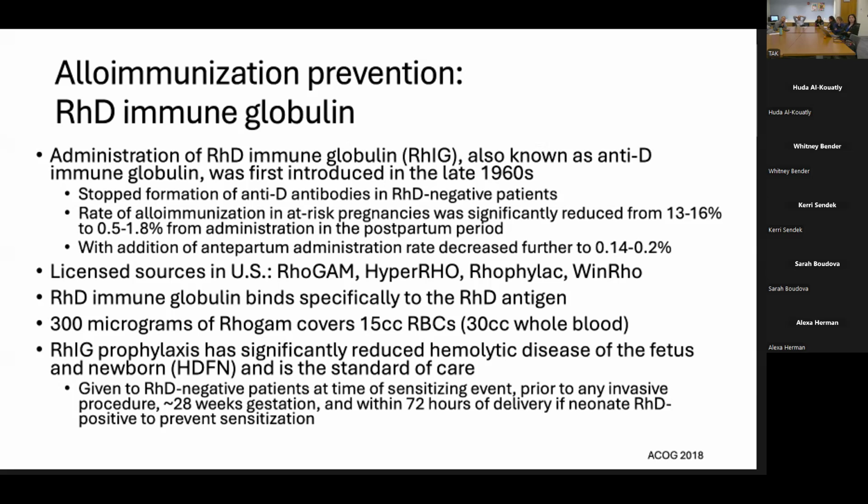And so we know that there are multiple licensed sources of RhD immunoglobulin in the US. Listed here, RhoGAM is the one that we often refer most to and use. But we used to have Rofilac for many years.